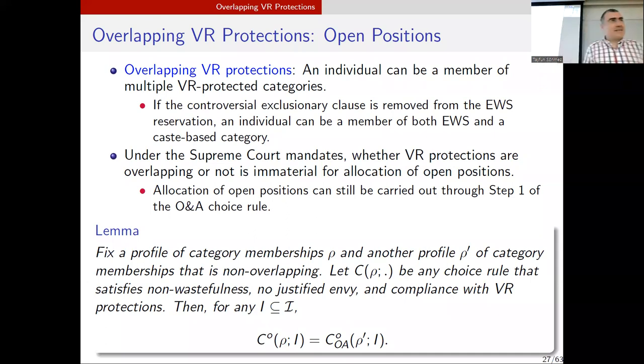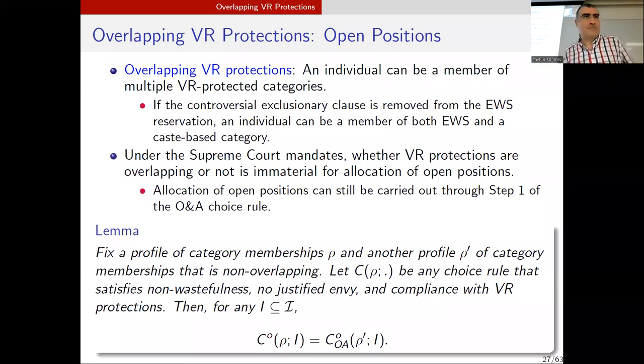Yeah, actually, that's my question. So I think I'm missing something here. So suppose that rho was some non-overlapping category membership, and rho prime is such that, let's say, nobody is given the membership to any category. Right, and does it still hold? Of course, because we are talking about open positions. You always have to give open positions to highest score people. Oh, so okay. So this is only for open positions.